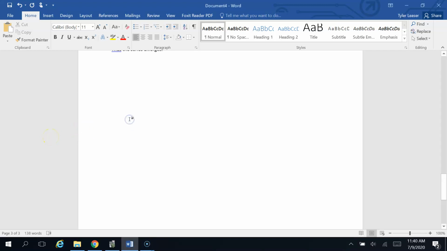Okay, so the next test that we're going to look at is called the root test. The root test is pretty similar to the ratio test and how it works. So let's look at the definitions for the root test.